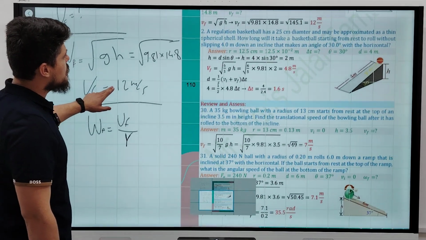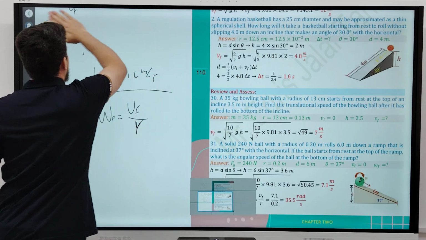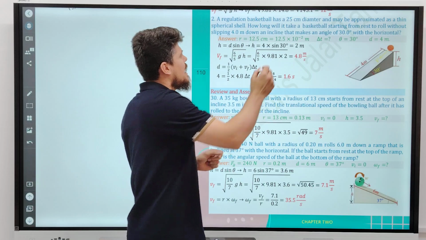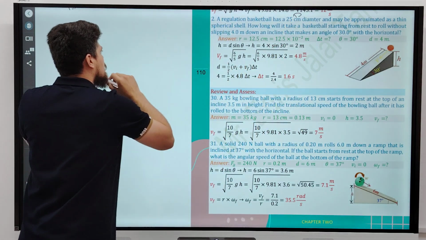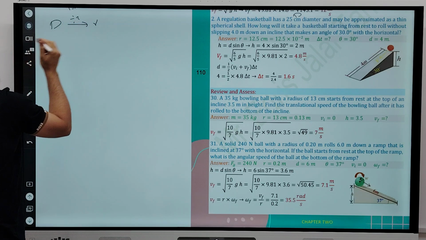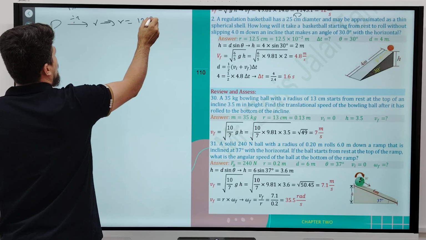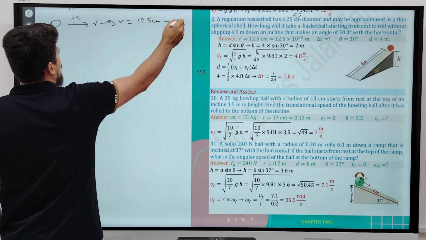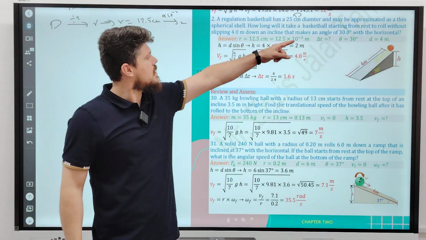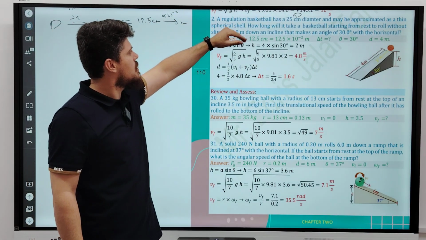Okay. Question 2. A regulation basketball. The basketball is a hollow sphere. Diameter, you have to convert this diameter to radius, divided by 2. Radius is equal to 12.5 centimeter. Convert to meter by multiplying by 10 to the power of negative 2, which is equal to 12.5 times 10 to the power of negative 2 meter. It may be approximated as a thin spherical shell in the shape of the basketball.